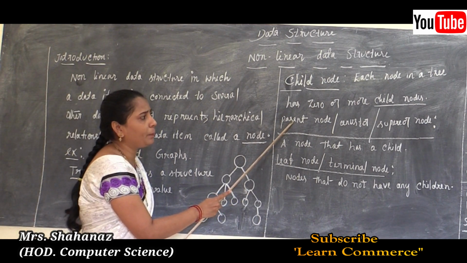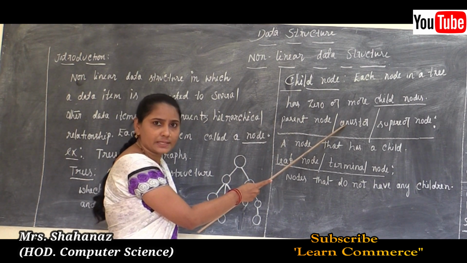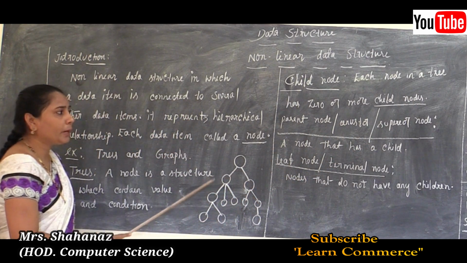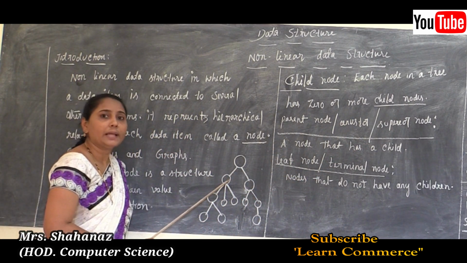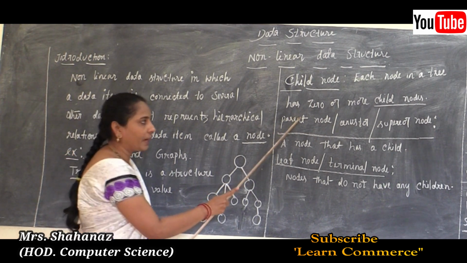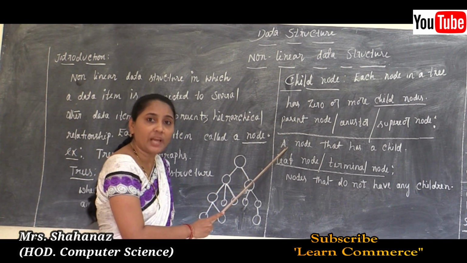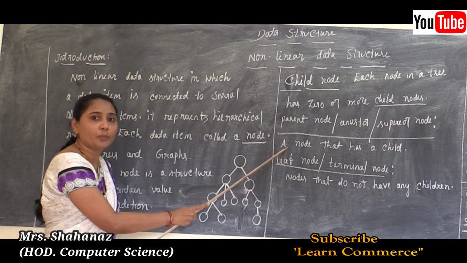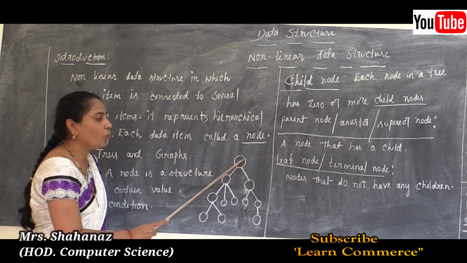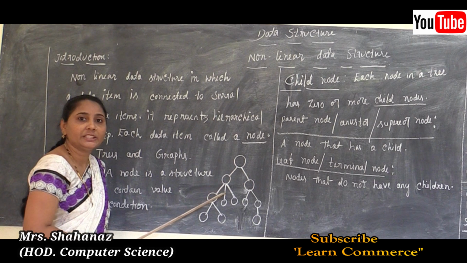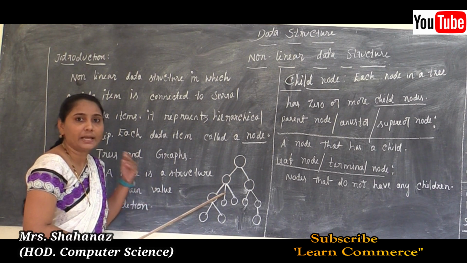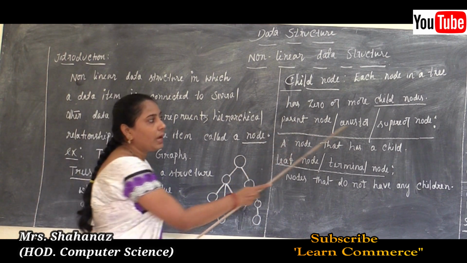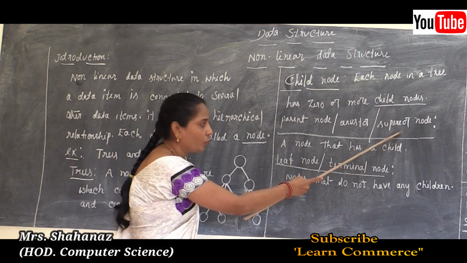And next one is the parent node, or we can say the ancestor node, or maybe the superior node. Now what do you mean by a parent node? That means a node that has a child. The parent node means a node that has a child; such a node is called the parent node, and a node has at most one parent. Clear this point? Each child node has at most one parent. So this is called the parent node, ancestor node, or the superior node.